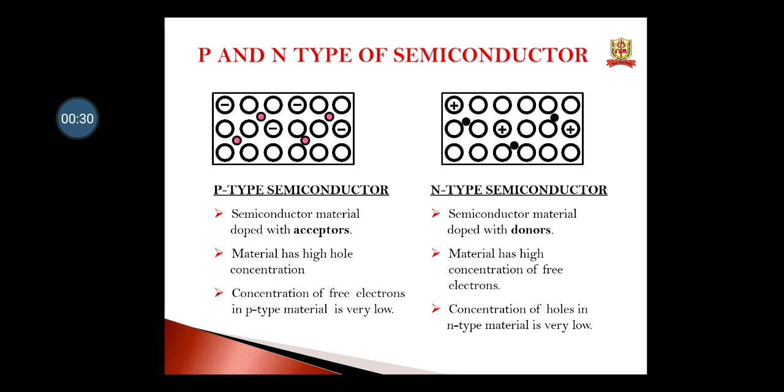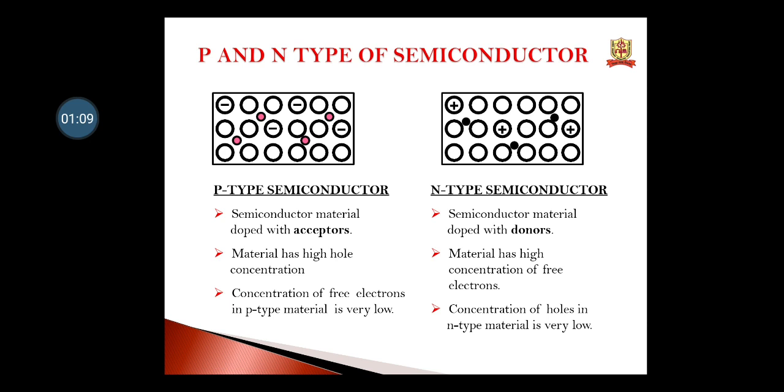Now you must be knowing that intrinsic semiconductors are pure semiconductors like silicon, and if we add some impurities to these pure or intrinsic semiconductors, then two types of extrinsic semiconductors are formed. So whenever we add impurities to pure semiconductors, it forms extrinsic semiconductors. And the extrinsic semiconductors are basically of two types depending upon the addition of the impurities. They are p type and n type.